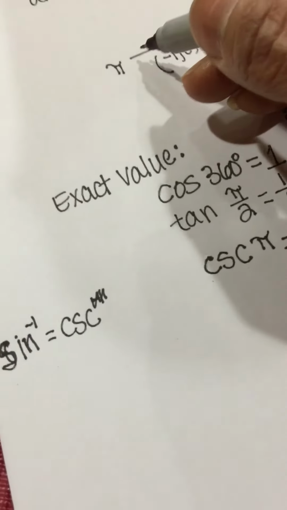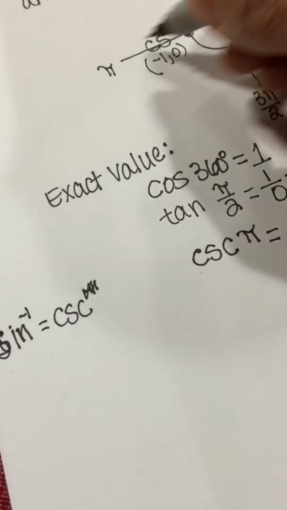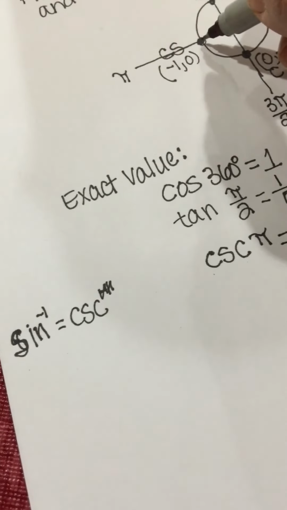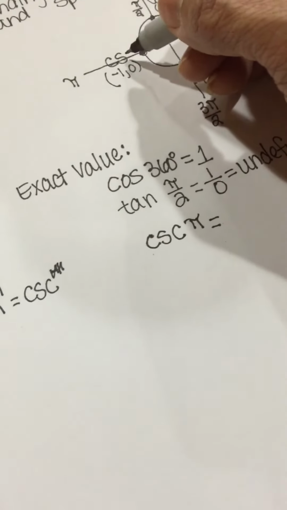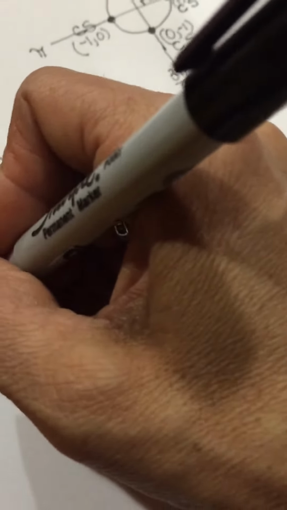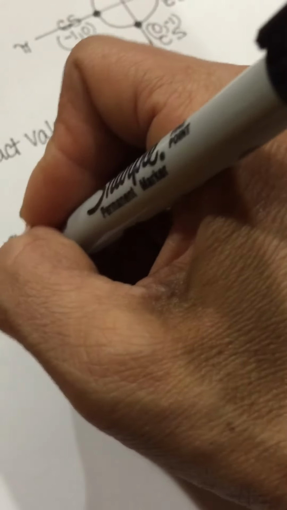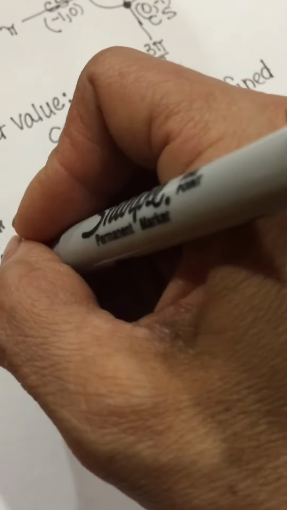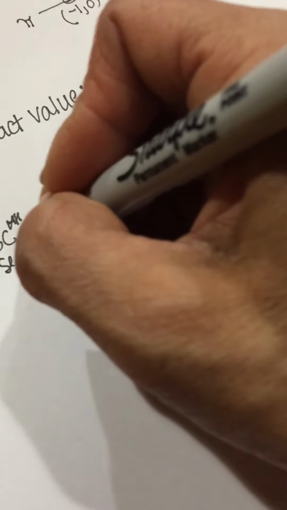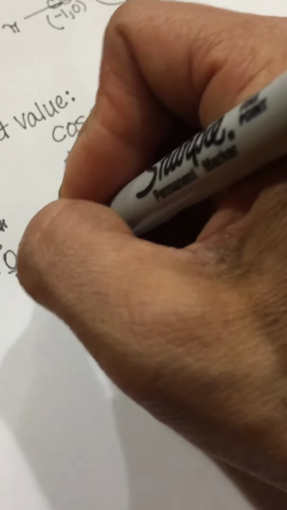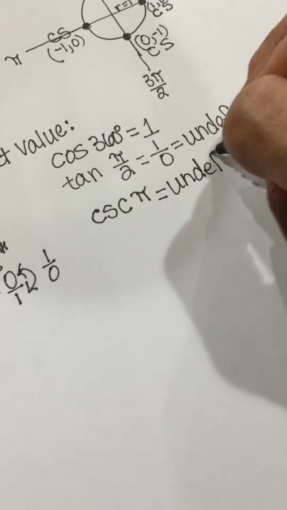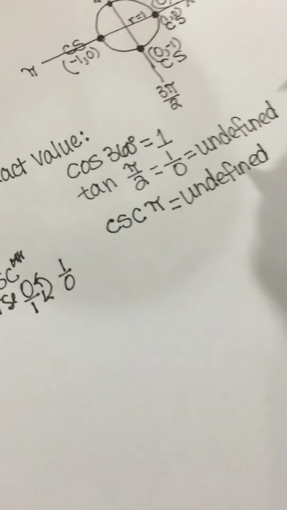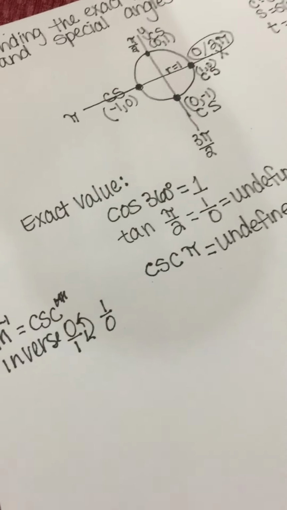Okay, so when I come up here to pi, this is where pi is on the unit circle, and I said it's the inverse of sine. So I need to know what is the inverse of 0. Well, any number I have, I can put it over 1. So when I invert this, I'll see that this is undefined. So the cosecant of pi would be undefined.